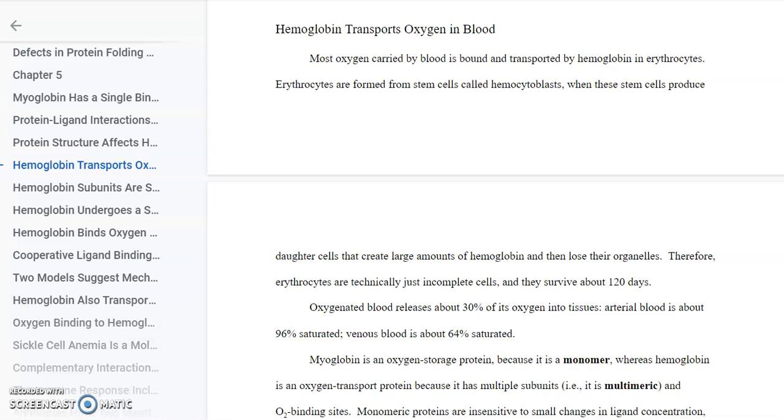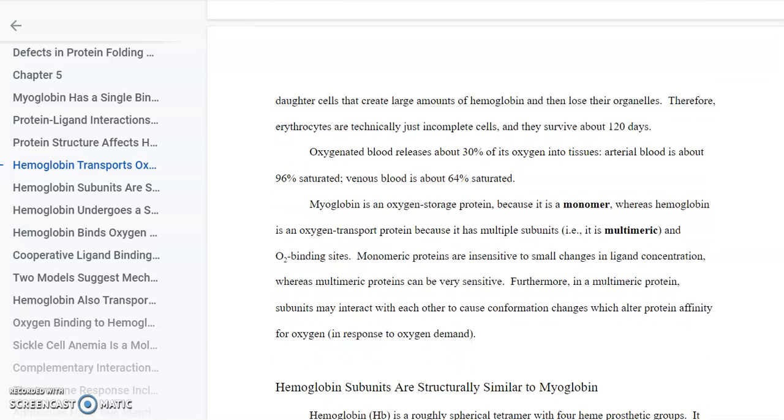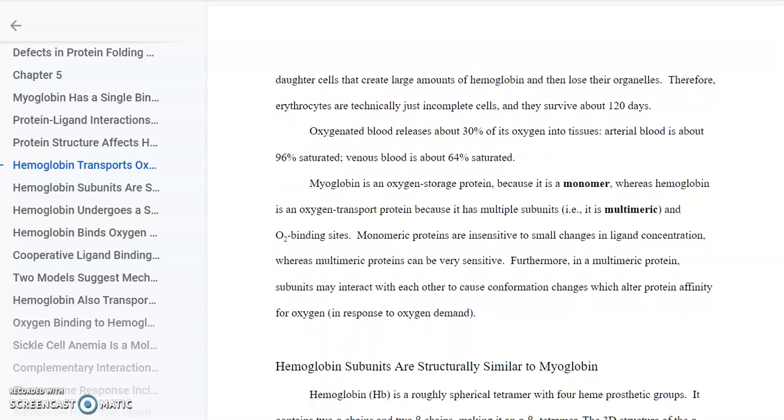Hemoglobin transports oxygen in blood. Most oxygen carried by blood is bound and transported by hemoglobin in erythrocytes. Erythrocytes are formed from stem cells called hemocytoblasts, when these stem cells produce daughter cells that create large amounts of hemoglobin and then lose their organelles. Therefore, erythrocytes are technically just incomplete cells, and they survive about 120 days.